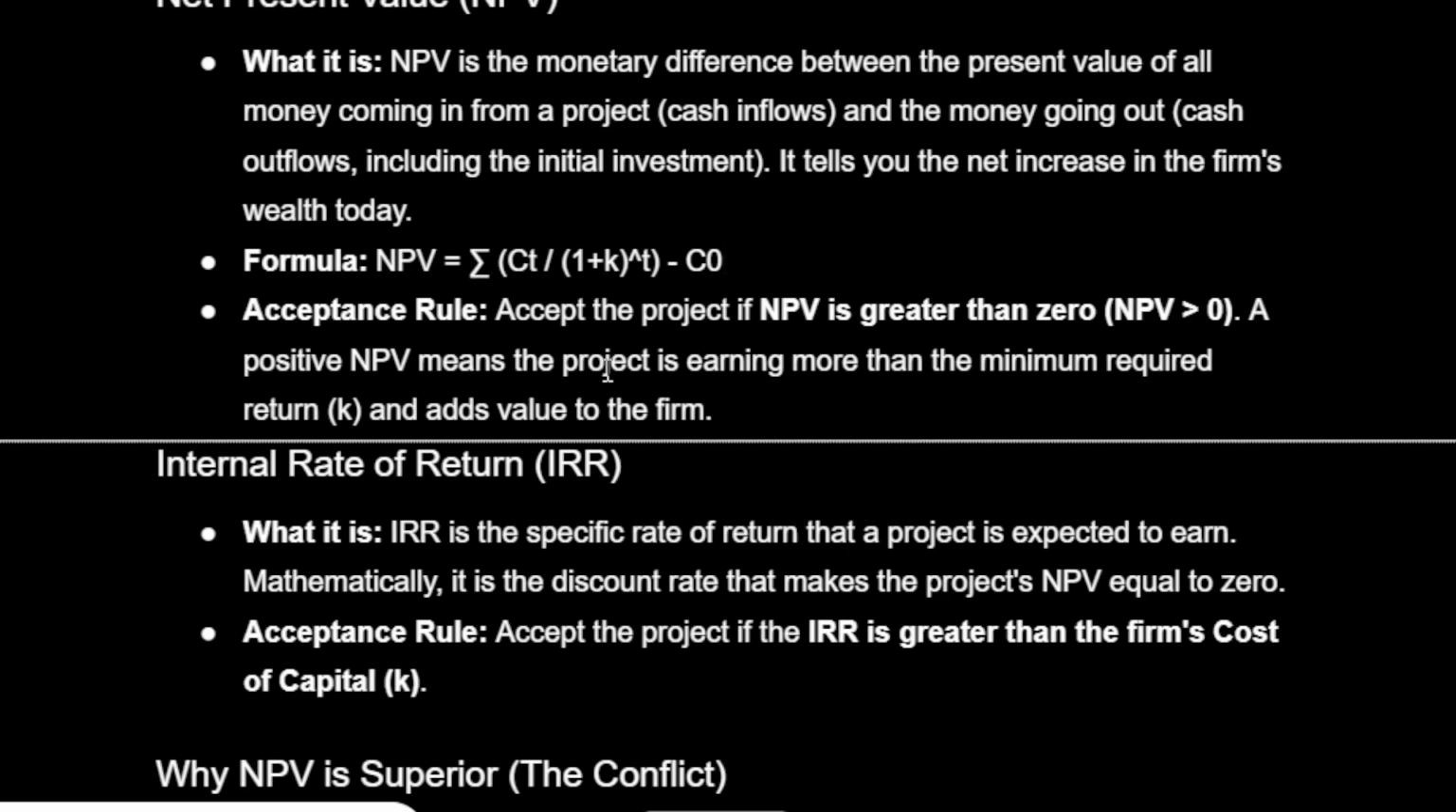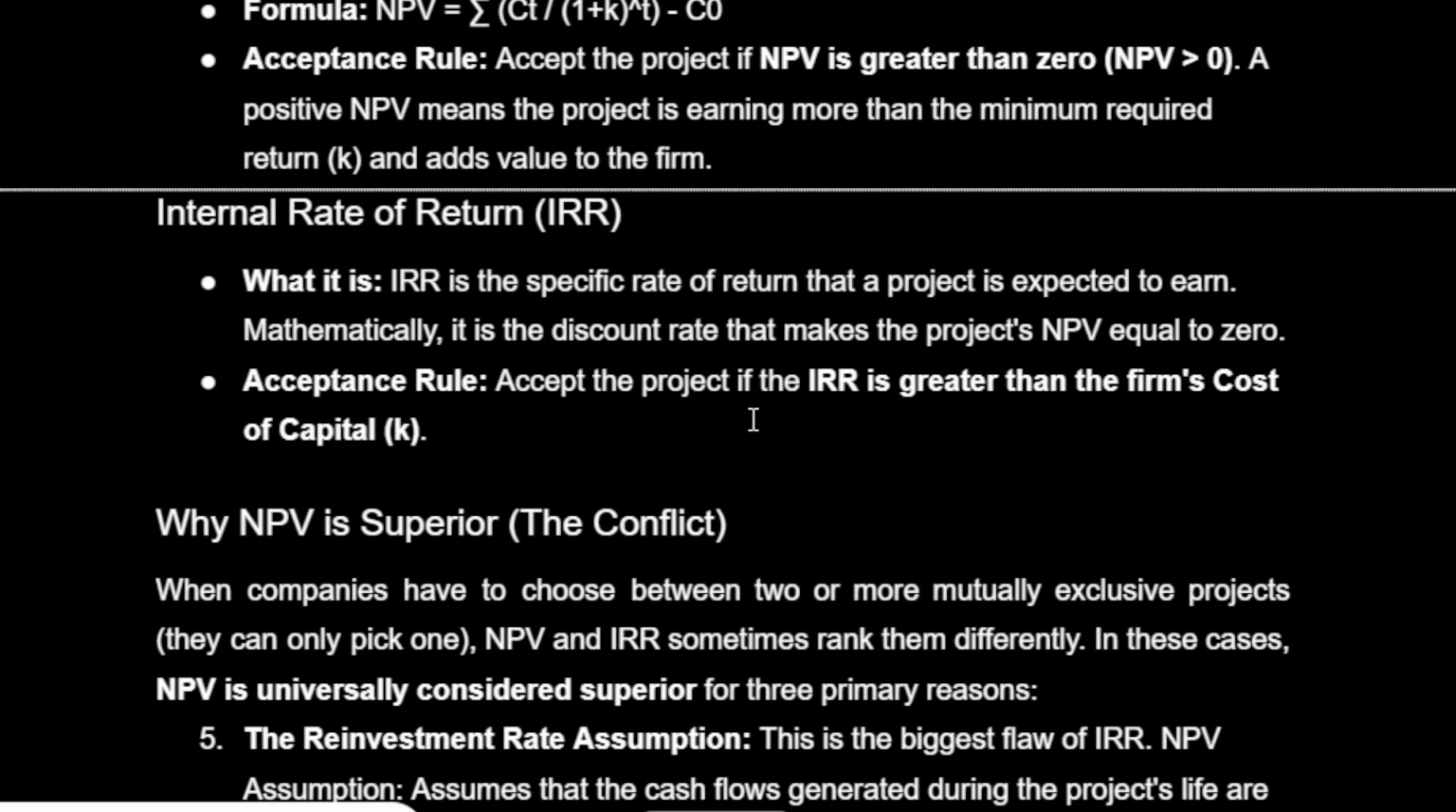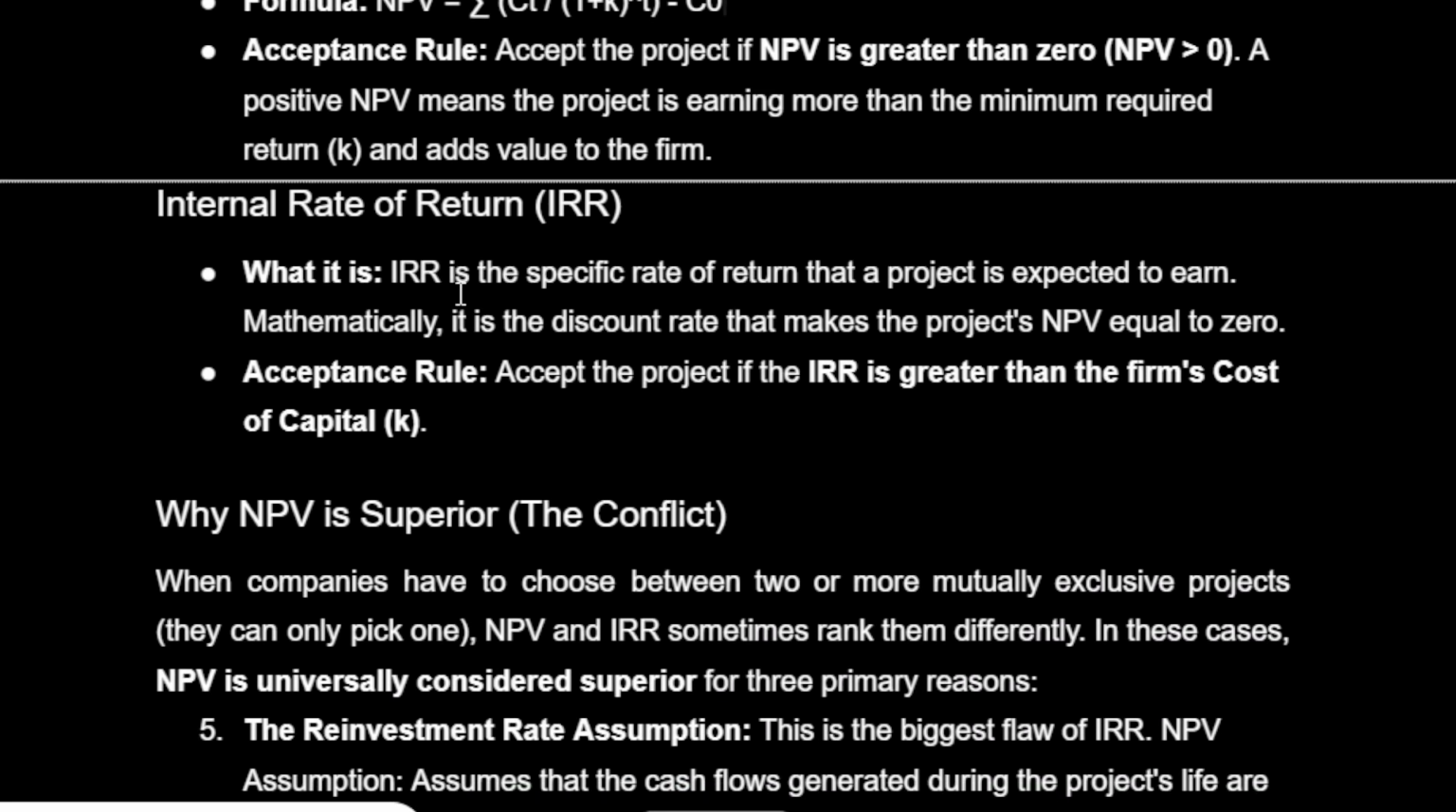A positive NPV means the project is earning more than the minimum required return K and adds value to the firm. Internal rate of return, IRR. What it is. IRR is the specific rate of return that a project is expected to earn. Mathematically, it is the discount rate that makes the project's NPV equal to 0. Acceptance rule: accept the project if the IRR is greater than the firm's cost of capital K.